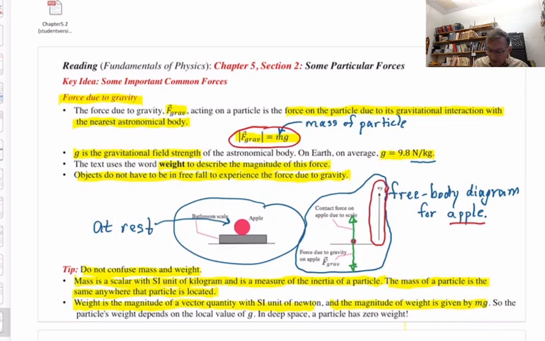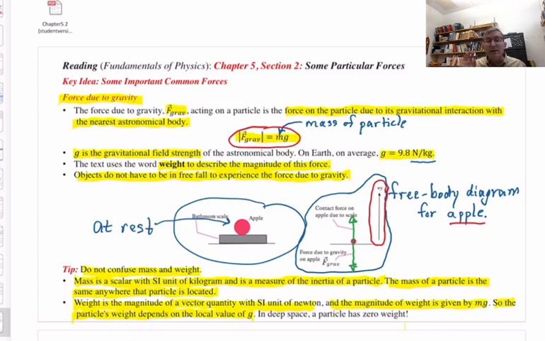So, the particle's weight depends on what the value of g is where you are. What is the gravitational field strength at your current location? If we're on Earth, we're going to say the gravitational field strength is 9.8 Newton per kilogram. But if you go to the surface of the Moon, or Venus, or way out in deep space, the value of little g is different.